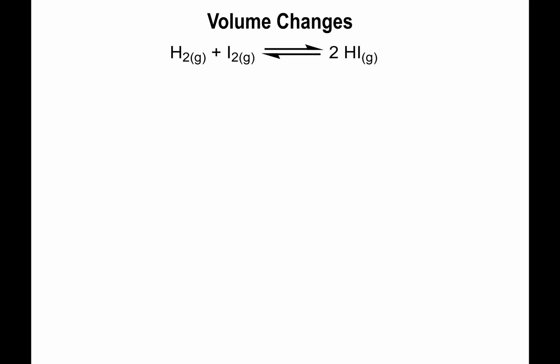But now let me present to you an interesting situation. Let's say that the gases you're dealing with are H2 plus I2 forming two HIs. All right, in this case, the equilibrium expression, as we've already seen, is HI squared divided by H2 and I2.